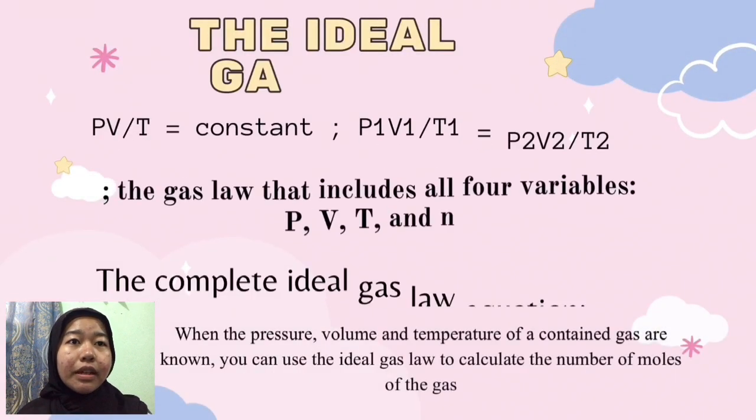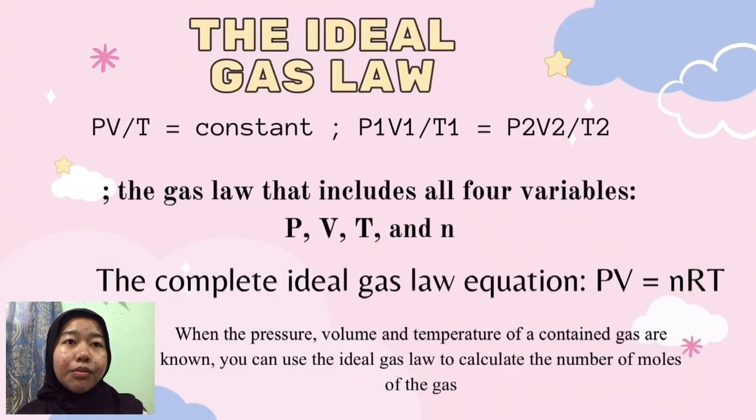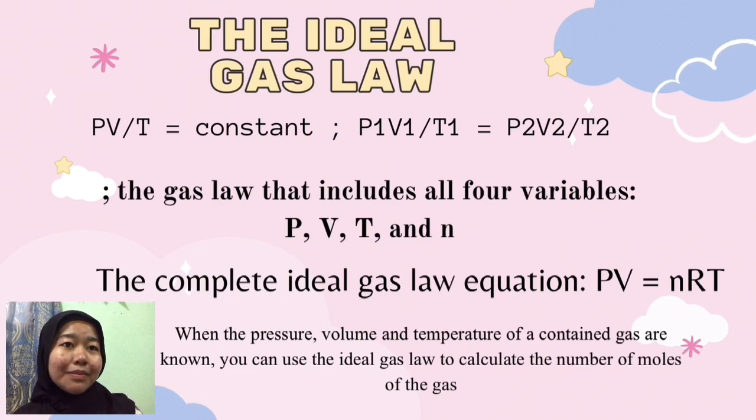I am going to present about the ideal gas law. The three gas laws, that is Charles', Boyle's, and pressure law, can be combined into one equation which is called the ideal gas law. The ideal gas law is the gas law that includes all four variables: pressure, volume, temperature, and number of moles. The complete equation for the ideal gas law is PV equals nRT. When the pressure, temperature, and volume of a contained gas are known, you can use the ideal gas law equation to calculate the number of moles of the gas.